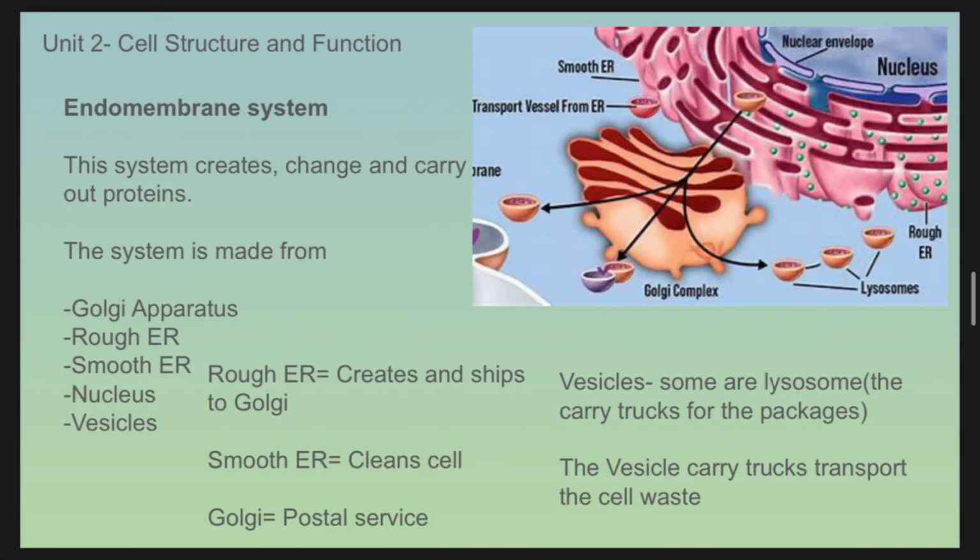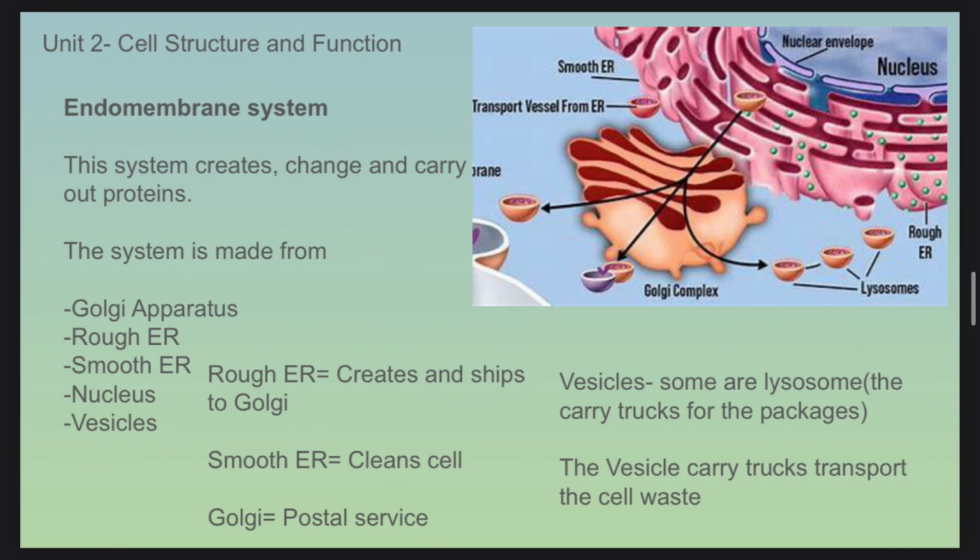Okay, so let's talk about the endomembrane system. This system creates, changes, and carries out proteins. It's made of these organelles: the Golgi apparatus, rough ER, smooth ER, nucleus, and the vesicles. So the rough ER creates and ships the proteins to the Golgi. The smooth ER cleans the cell, makes sure it's not dirty.